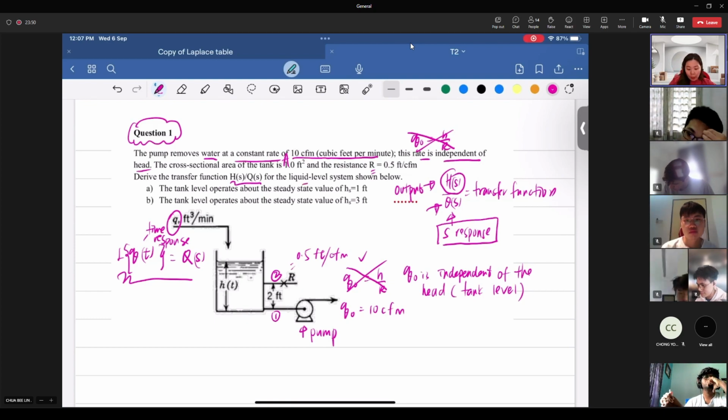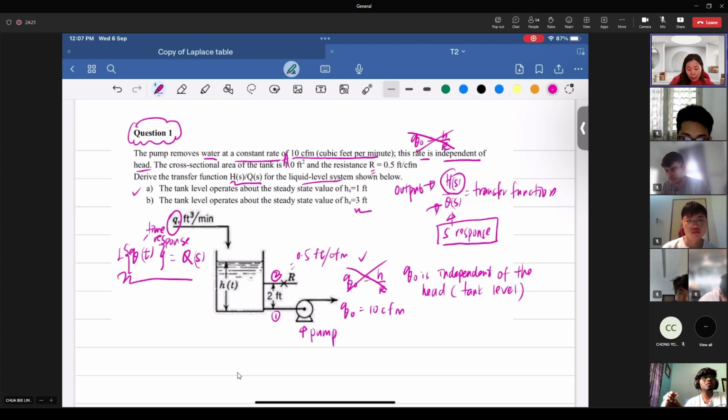So for the liquid level system shown below, you have one inlet and two exit streams. Inlet stream only one, two exit streams. So A, you have the tank level operating about the steady state value. So there are two questions, meaning that once you complete A, you repeat everything the same by substituting the steady state value with a different value, 3 feet. So I will discuss both of these.